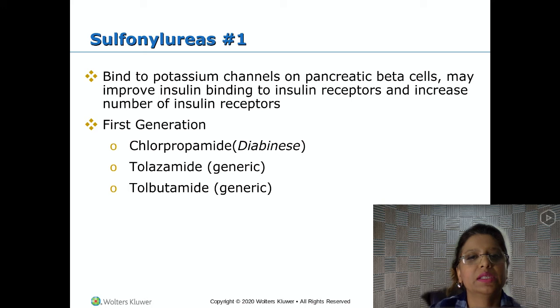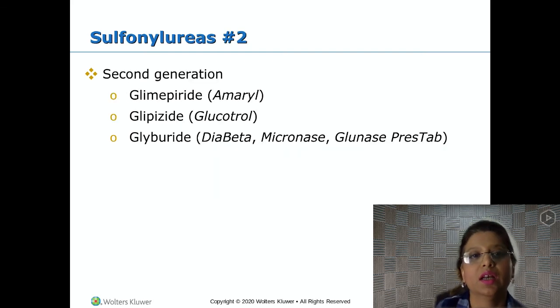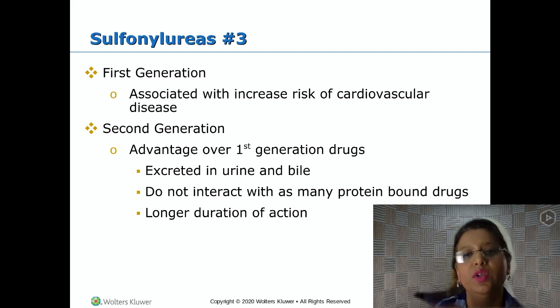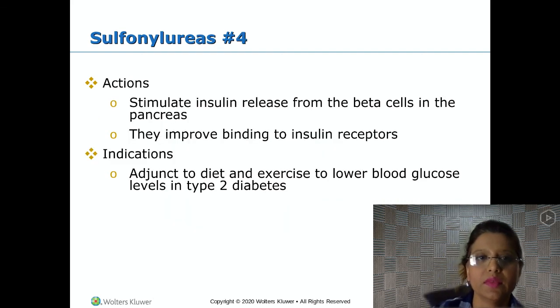So sulfonylureas, there's tons of different ones. First generation: remember tolbutamide, a very commonly used medication, and also chlorpropamide, all right? Second generation is glimepiride, glipizide, and glyburide. These are just the classification of these drugs, so you don't necessarily have to memorize it, but just know them, right?